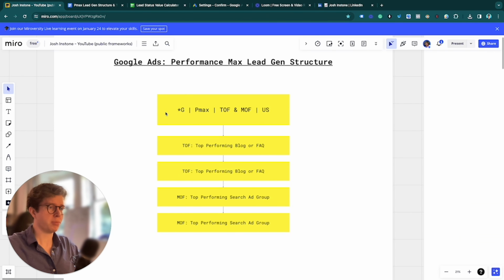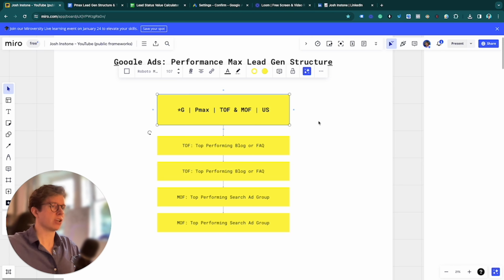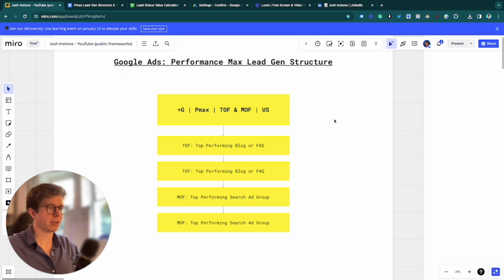So this is your Performance Max campaign for your lead generation account. And what we have here is the actual campaign. This is the naming convention I use. This is the agency name, campaign type, and what this is, TOF and MOF. What TOF stands for is top of funnel. What MOF stands for is middle of funnel. And US being our location.